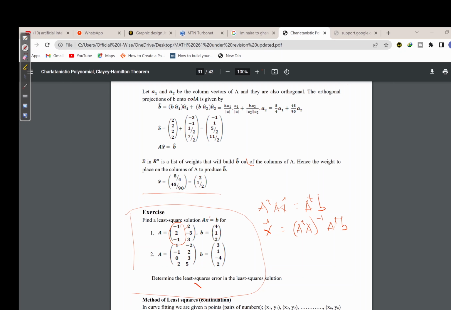Then with the second question, we have to determine the least square error in the least square solution. The least square error is given by the norm of b minus A x hat. So before you can solve for the least square error, you should be able to find the least square solution using this same formula. After obtaining your least square solution, you pre-multiply the least square solution by matrix A, then we subtract it from b, that's the distance. Then after that, you find the norm.